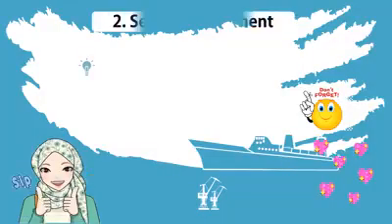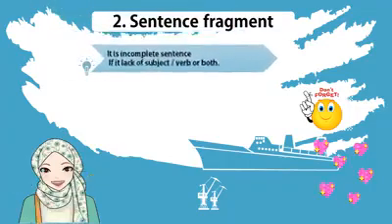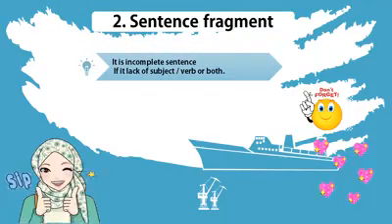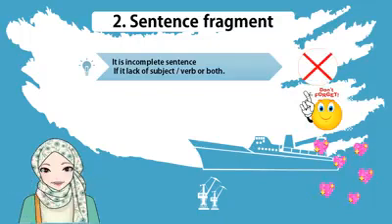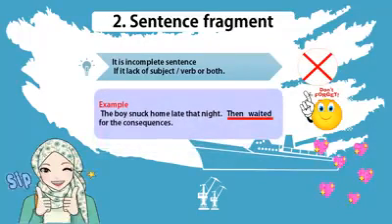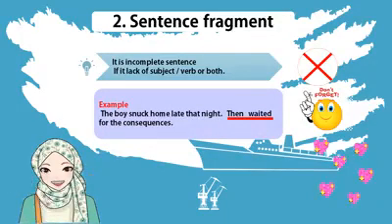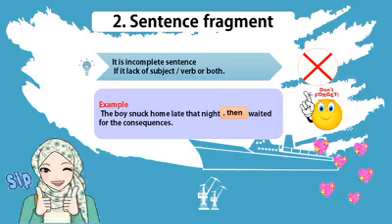Second, sentence fragment. Sentence fragments are incomplete sentences that don't have an independent clause. It may lack a subject, a complete verb, or both. So, don't forget it. Example: the boy snuck home late that night, then wait for the consequences. If you look at the second sentence, then wait for the consequences, there is no subject. So you can change the full stop to a comma to use the same previous subject and make it a more complete sentence.